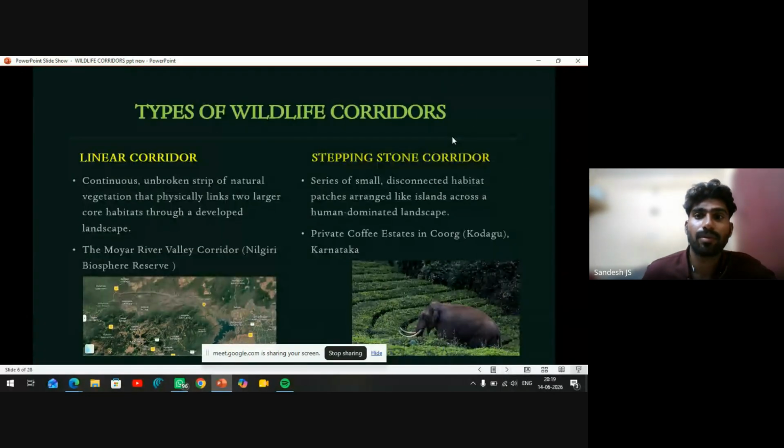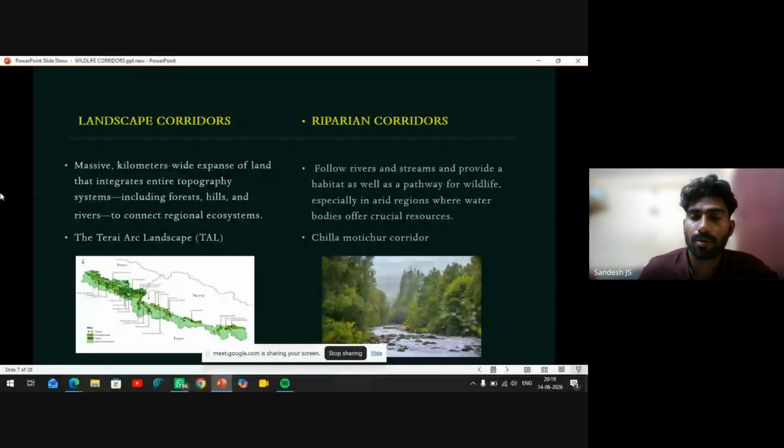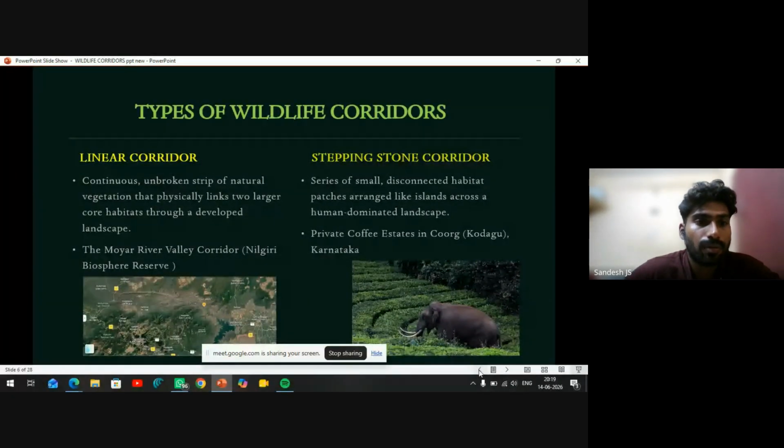Coming next is the types of wildlife corridors. So there are four types of wildlife corridors: linear corridor, stepping stone corridor, landscape corridor, and riparian corridor. First, we will go through the linear corridor.